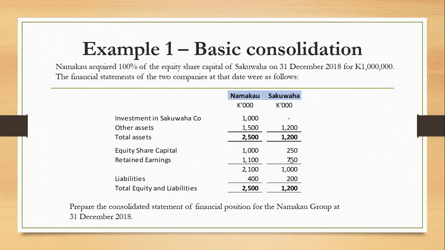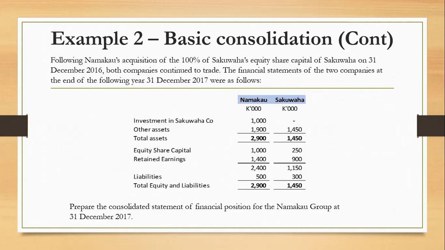So we move on, we go to another segment. So example 2. Okay. It is basically a continuation of what we looked at under Namakau. So we are saying, following Namakau's acquisition of the 100% of Sakwaha's equity share capital on the 1st December 2016, both companies continued to trade. The financial statements of the two companies at the end of the following year, 31st December 2017, were as follows.